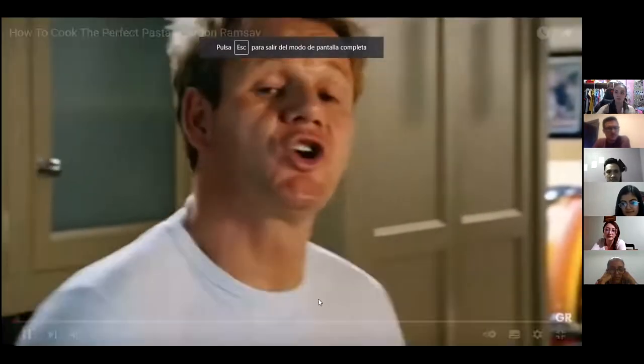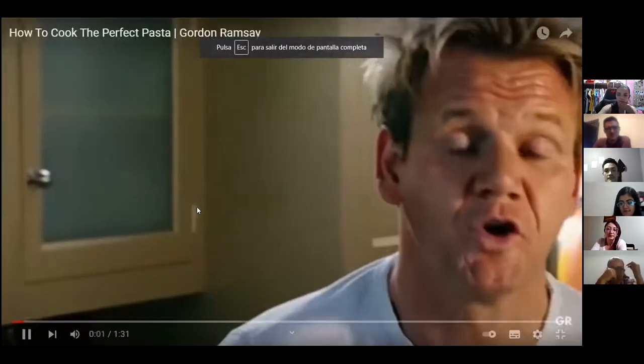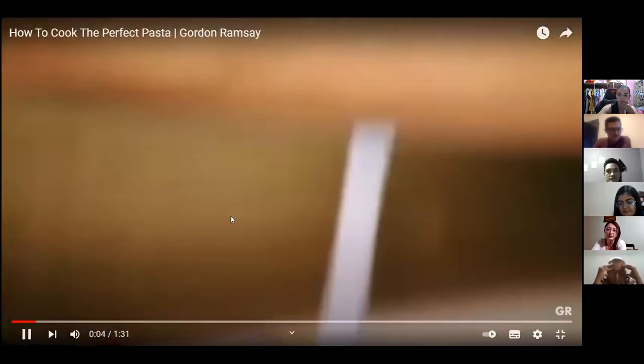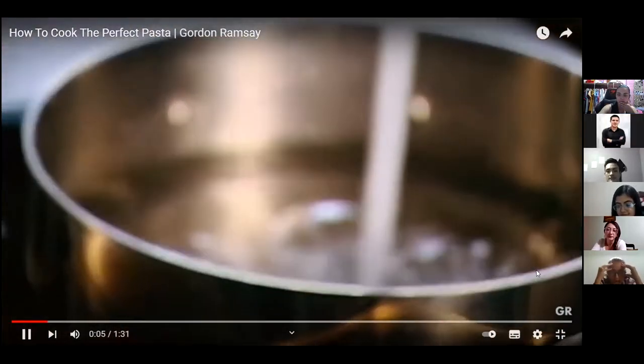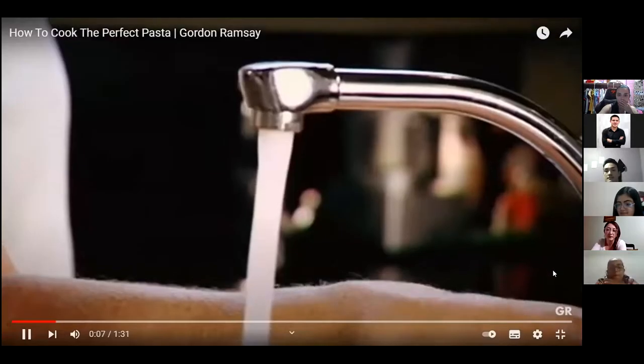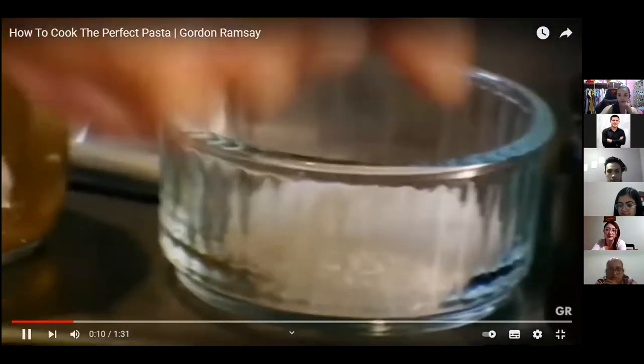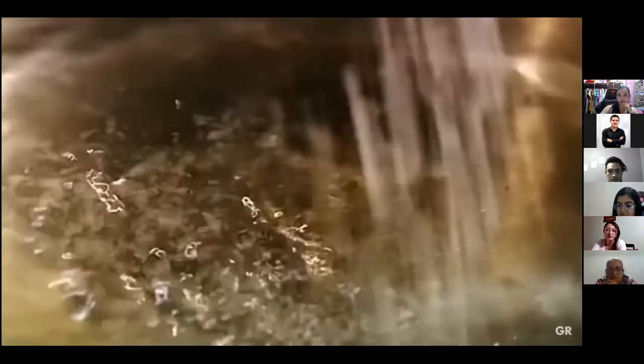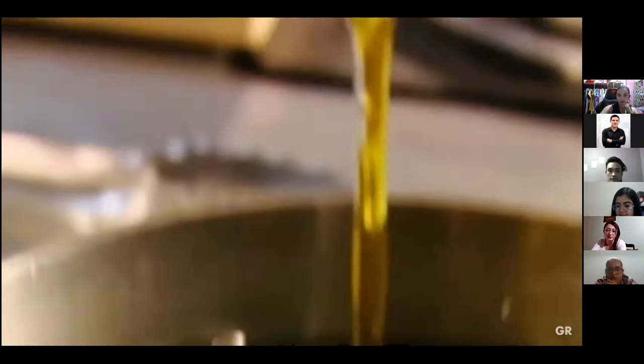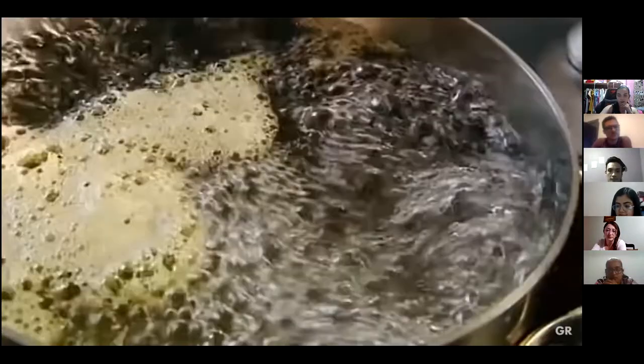It can be easily undercooked or overcooked. Here's how to do it properly. First, water in a nice large pan to make sure the pasta's got sufficient room to cook evenly. Nicely seasoned, absolutely crucial. Olive oil in, that stops the pasta from sticking together. Bring it up to the boil. That's a rolling boil. The secret there, it stops the pasta from sticking together and it gently rolls it around.